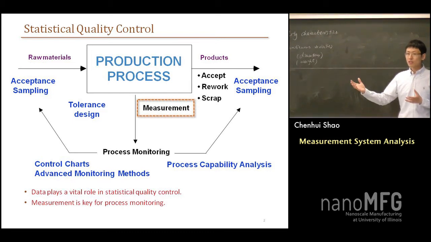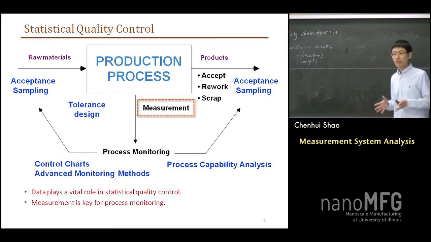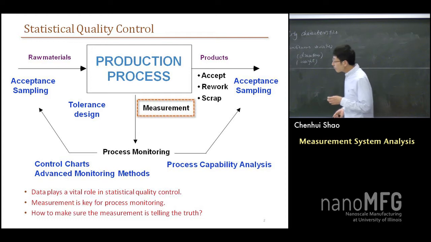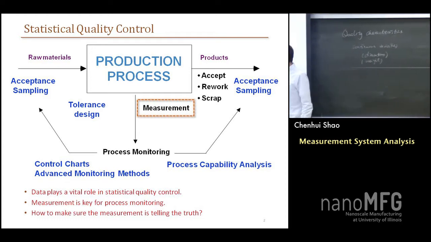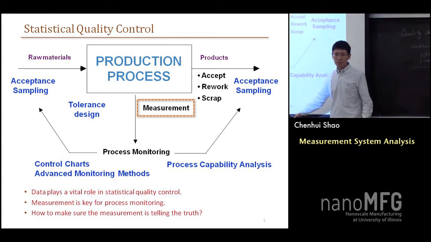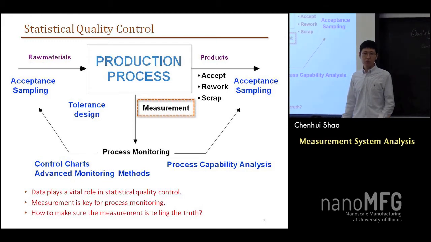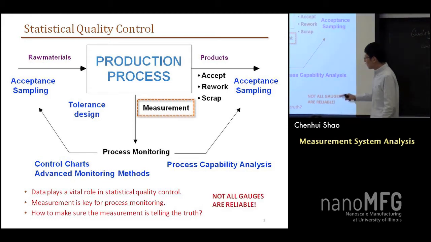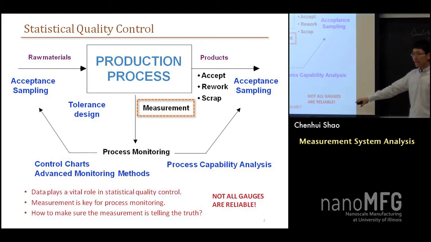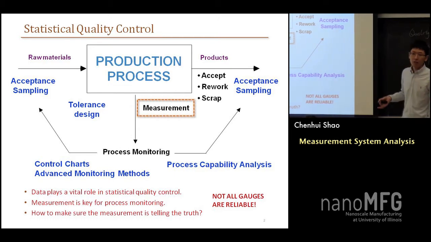And we do our control charts, we do acceptance sampling, we do design, we do everything based on our assumption that our measurement is accurate. But however, you may not be sure that your measurement is actually both accurate and precise. And it's true that not all gauges are reliable.